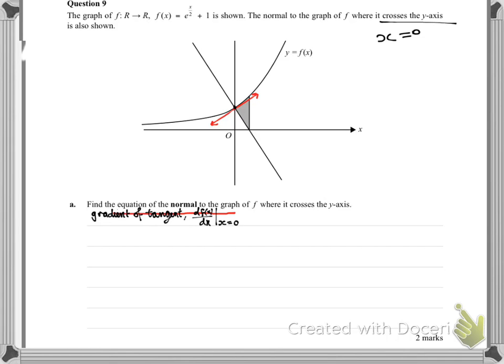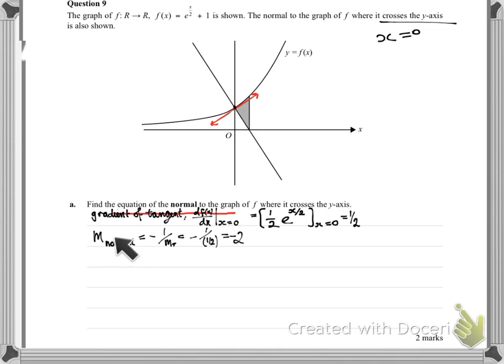So first off, we can see that the tangent and the normal cross the y-axis. Well, that occurs when x equals 0. So finding the dy/dx or df/dx, the derivative of the function, and evaluating at x equals 0 is going to give you the gradient of this tangent. Substitute x equals 0 and we get a half. So there it is, that's the gradient of your tangent.